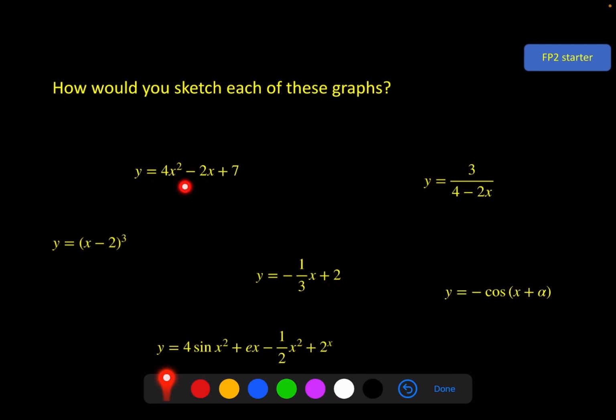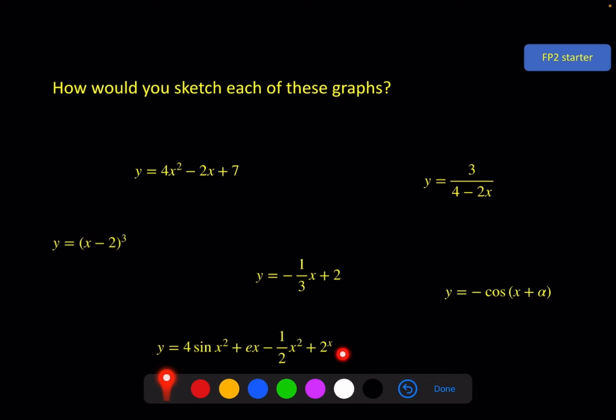This one, you might know what the general shape of this is. With the y-intercept here, just put it on roughly. Perhaps you would work out the roots first. Here, maybe you would think about the y equals x cubed graph and then translate it. Here, similar idea, you might think about the cos graph and then just apply transformations. This is one you might know, roughly.